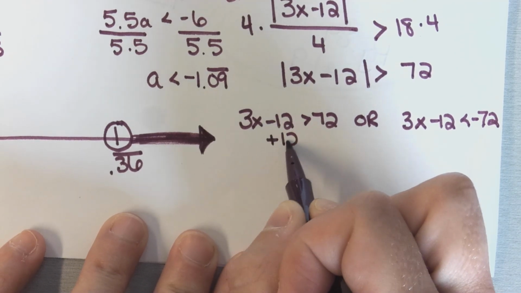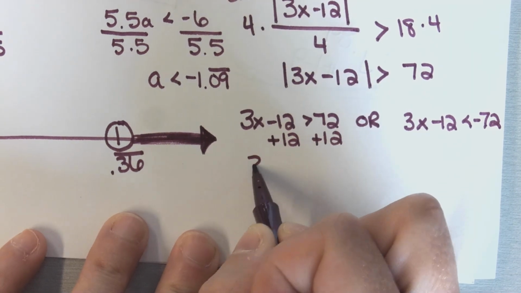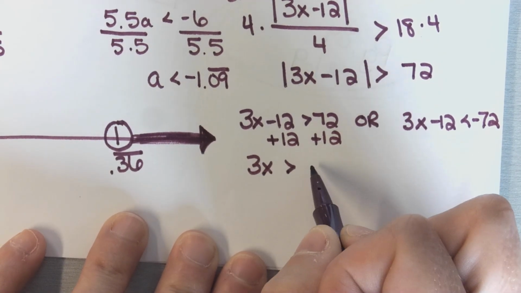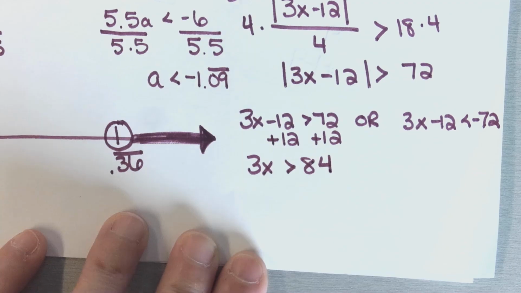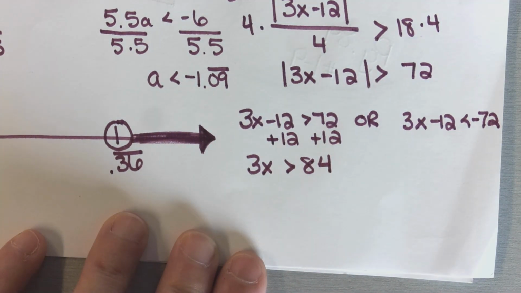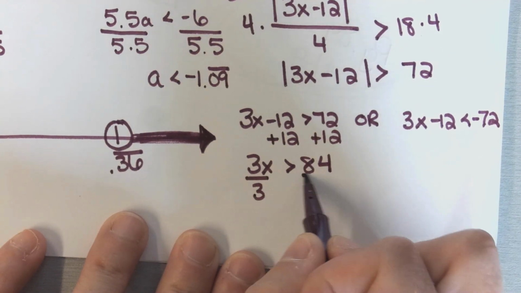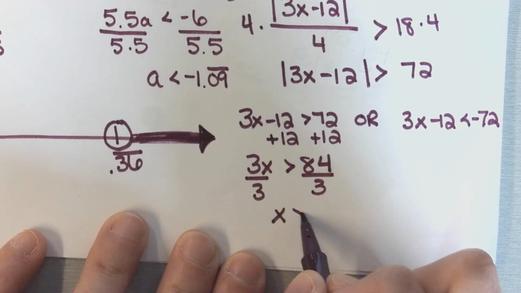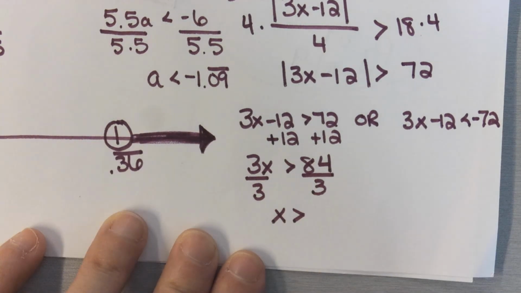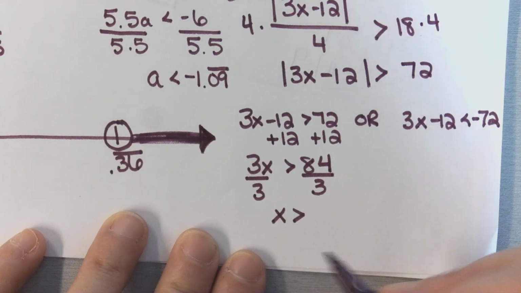Add 12. So 3x is greater than 84. Then what? Divide by 3. X is greater than, I think this is nice, 28.